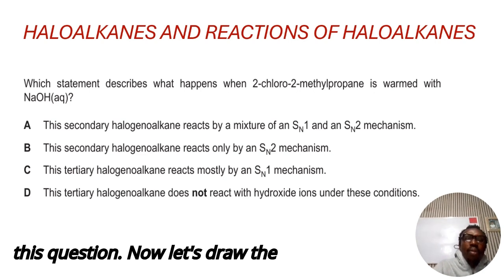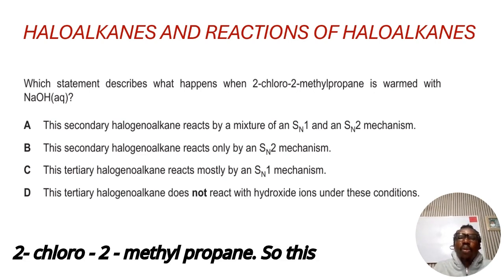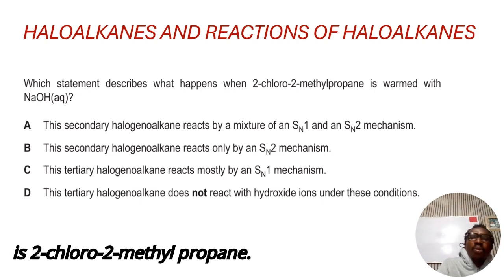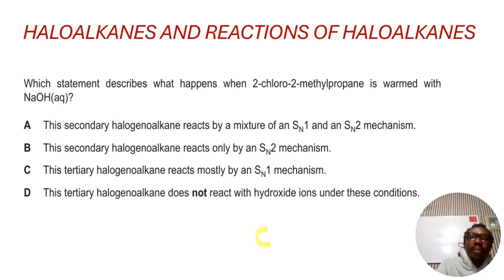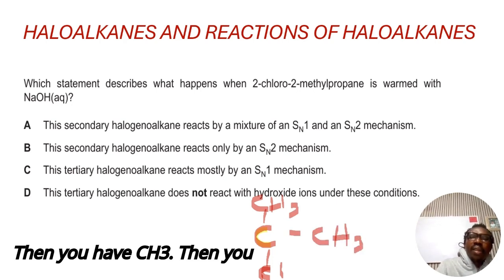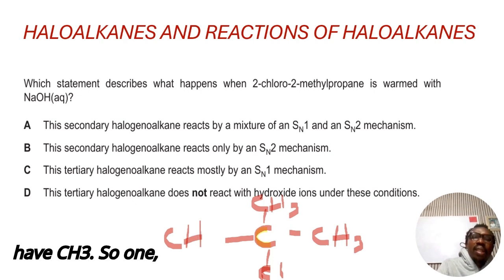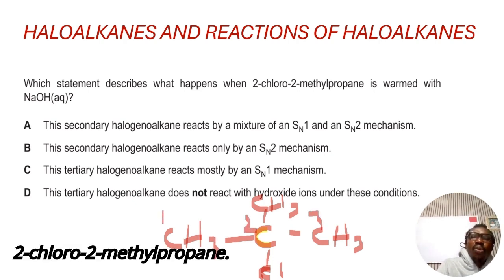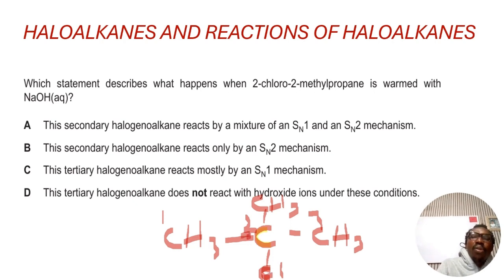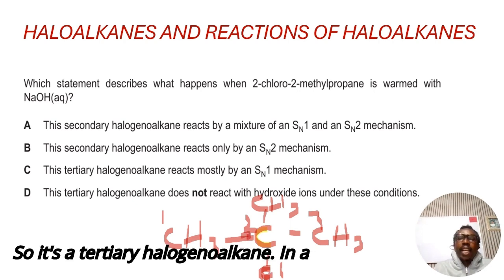Now let's draw the structure for 2-chloro-2-methylpropane. So this is 2-chloro, 2-methyl. Then you have CH3. Then you have CH3. So 1, 2, 3. So this is 2-chloro-2-methylpropane. So it's a tertiary halogenoalkane.